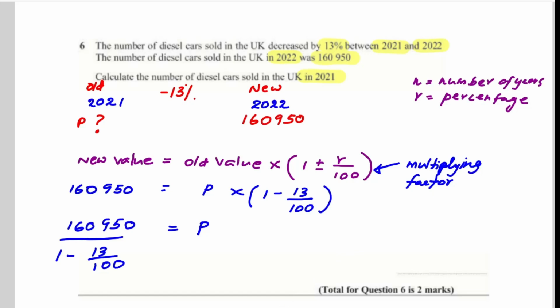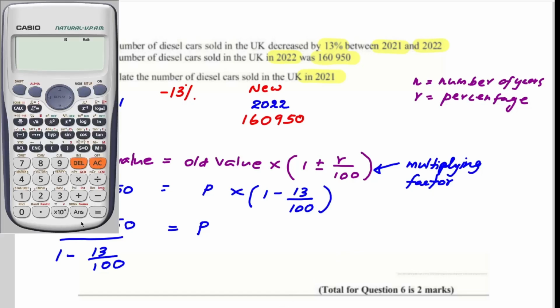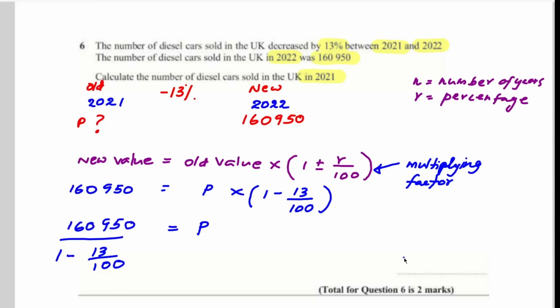So now let's use the calculator and get the answer. 160,950 over 1 minus 13 over 100 gives 185,000. So the answer is 185,000.